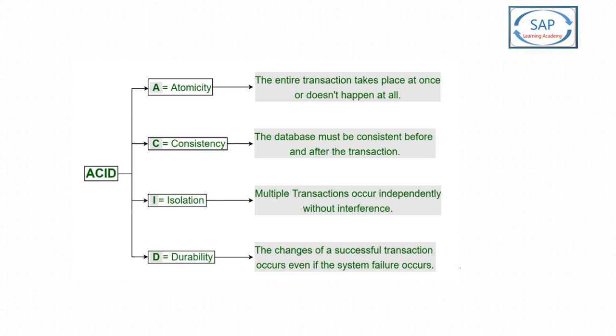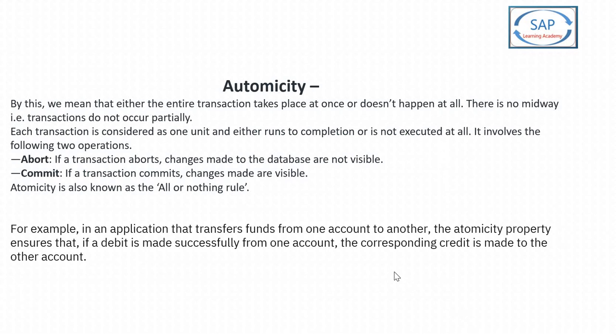So let me explain atomicity in detail. By this, we mean that either the entire transaction takes place at once or does not happen at all. There is no midway, meaning transactions do not occur partially. Each transaction is considered as one unit and either runs to completion or is not executed at all. It involves the following two operations: abort and commit.